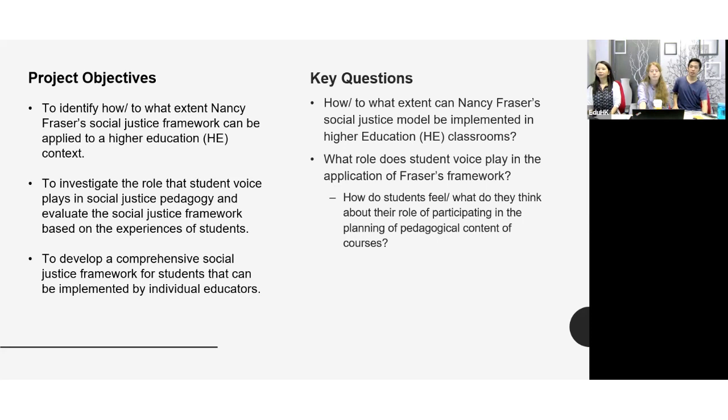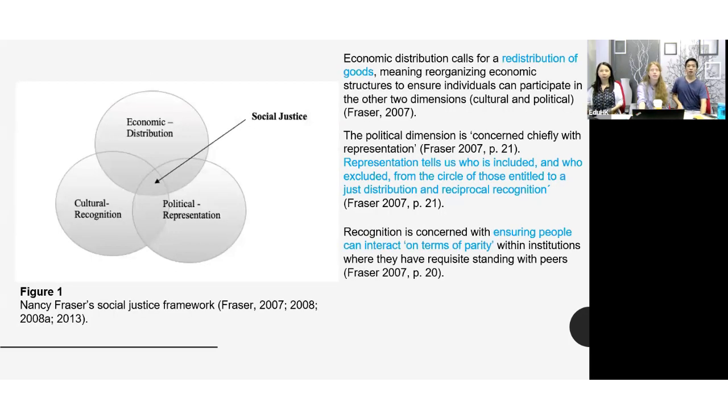The key questions are: first, how or to what extent can Nancy Fraser's social justice model be implemented in a higher education classroom context? Second, what role does student voice play in the applications of Fraser's framework? And how do students feel or what do they think about the role of participation in the planning of the pedagogical context of courses? So let's introduce Nancy Fraser's framework.